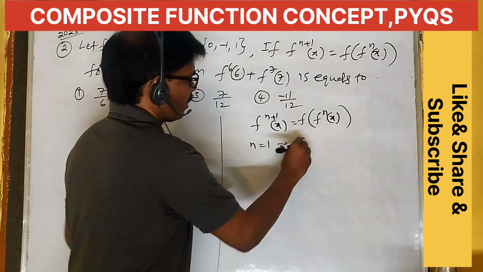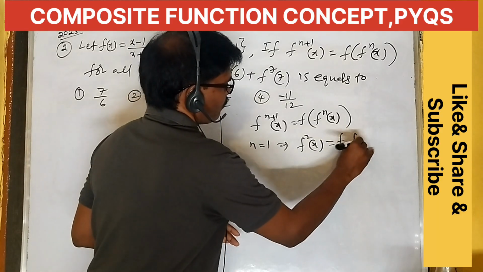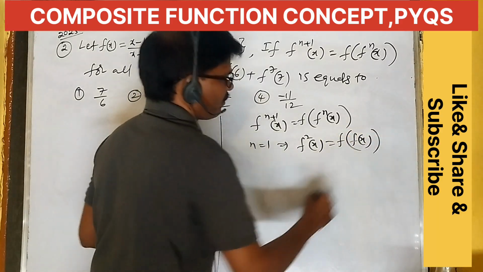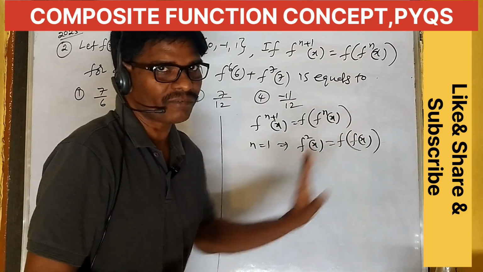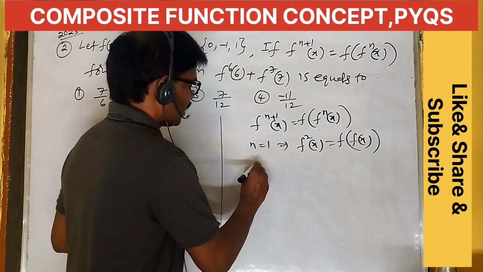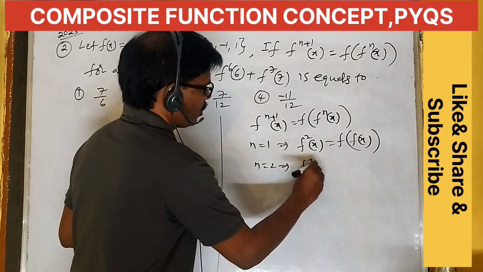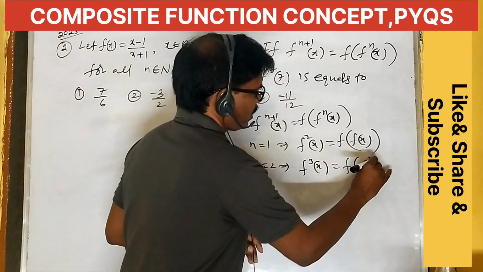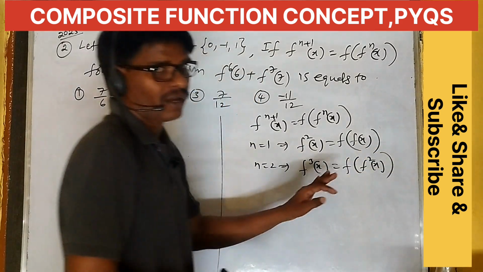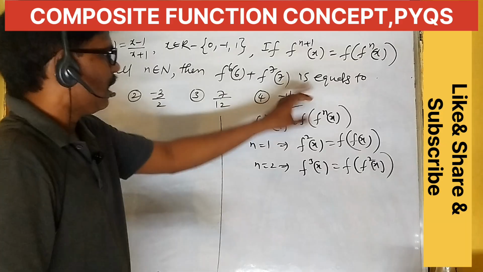That implies f square of x is equal to f of f of x. Means f square of x is equal to f of f into f square of x. Okay, next put n is equal to 2. That implies f cube of x is equal to f of f square of x. This is also f cube of x. Okay, understand? Okay, this is our question.